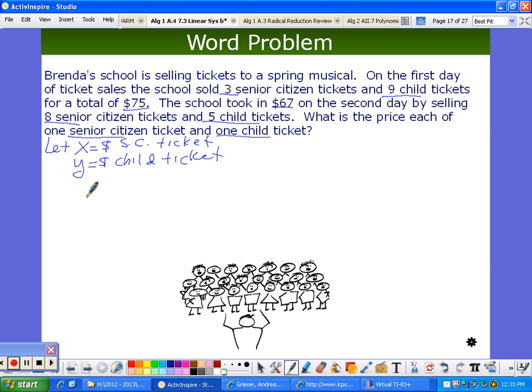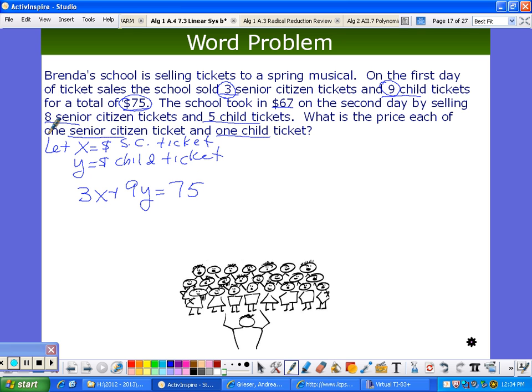Now we look up here. What could the first equation be? Hey, give me the first one. 3x plus 9y equals 75. Explain how you got that. Since x is the senior citizen tickets, and they sold 3 of them, 3x, and we sold 9 child tickets, so 9y. And they made $75. So it's as simple as just reading the question.